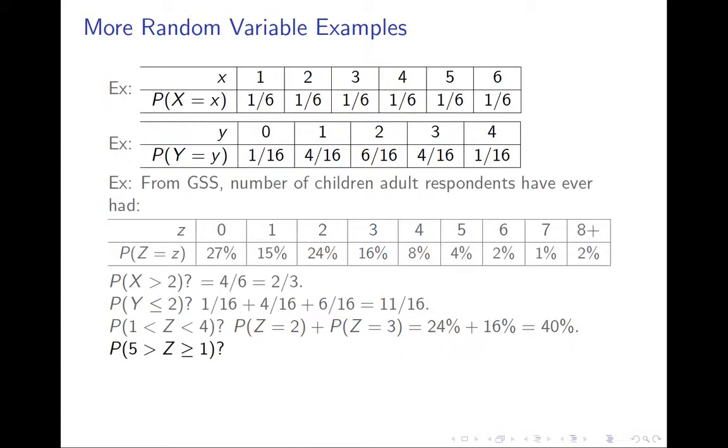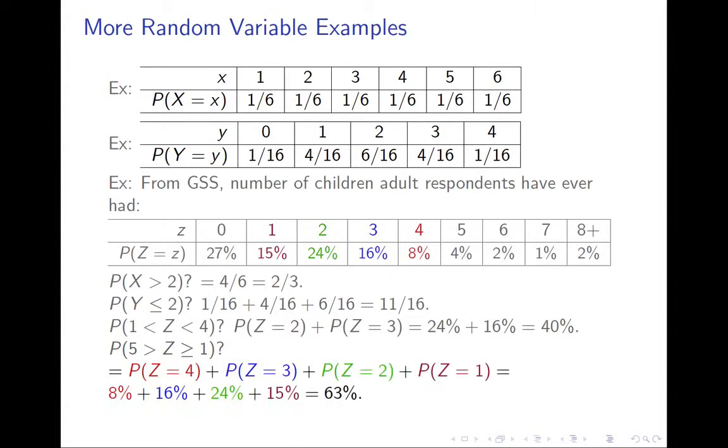Similarly, if I ask, what's the chance a randomly selected person will have at least 1 child, but fewer than 5, you'll note that that includes the events 1, 2, 3, and 4. You add them up and you find out it's 63%.